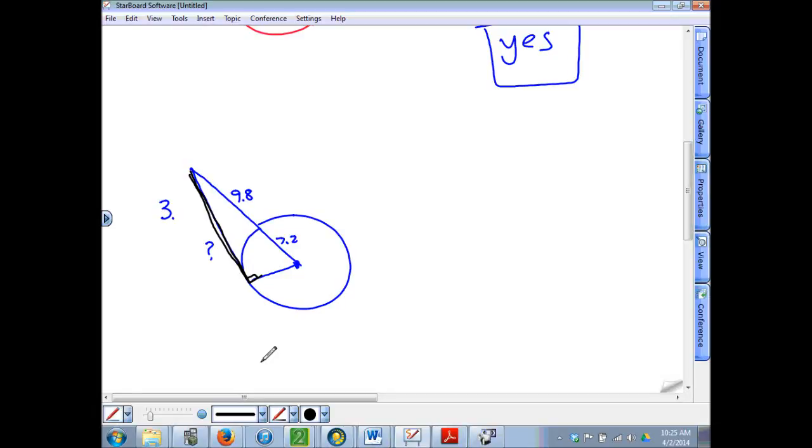Wait, slow down. Say that again. 9.8 plus 7.2 equals 17. This whole entire side is 17. You're correct. And then that 7.2 also correlates with that one because they're both in the center.